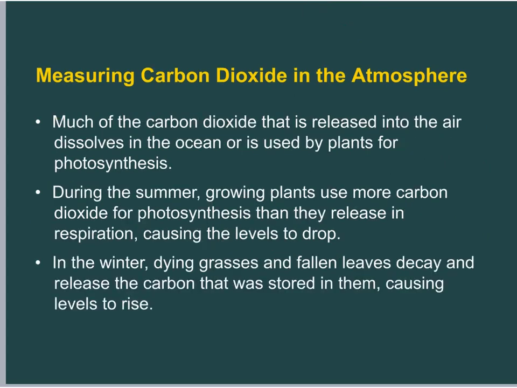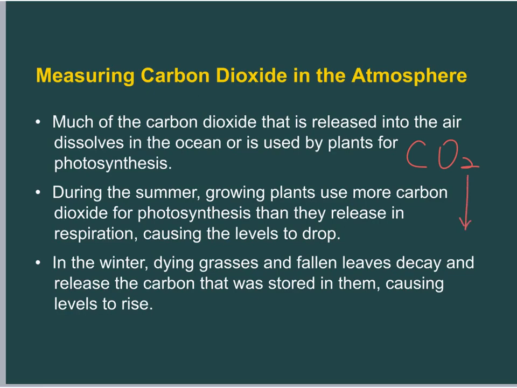And what did he find? Much of the carbon dioxide that's released in the air dissolves in the ocean or is used by plants, right? So most of it gets used. Like, we want carbon dioxide, so plants use CO2 in photosynthesis, right? In the summer, growing plants use more carbon dioxide for photosynthesis than they release in respiration, causing CO2 levels to drop. So CO2 always goes down a little in the summer.